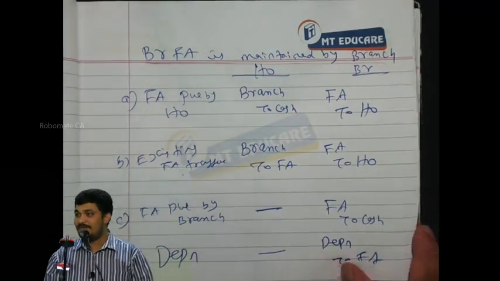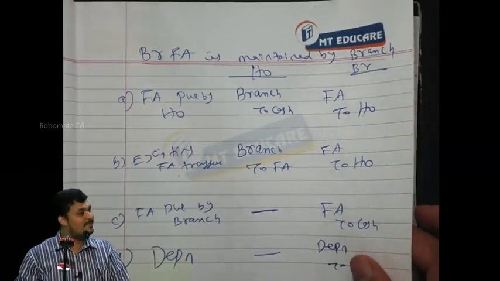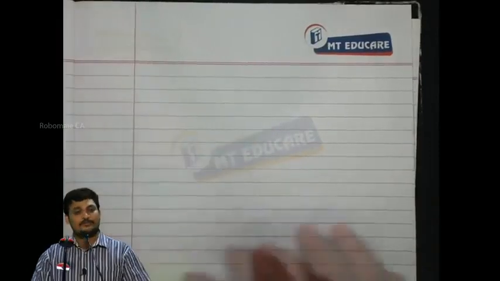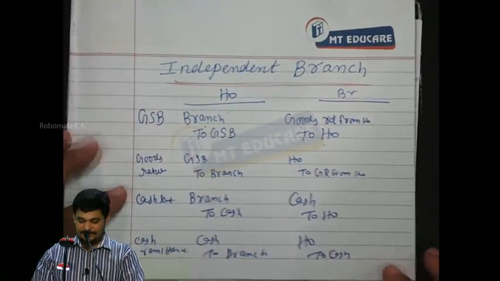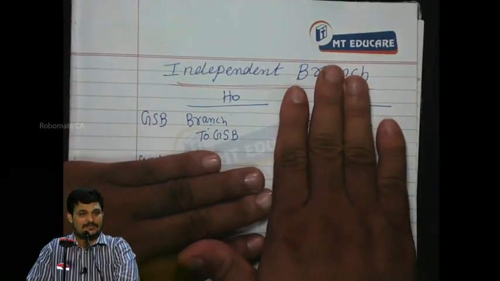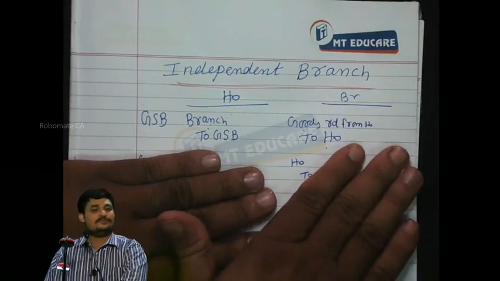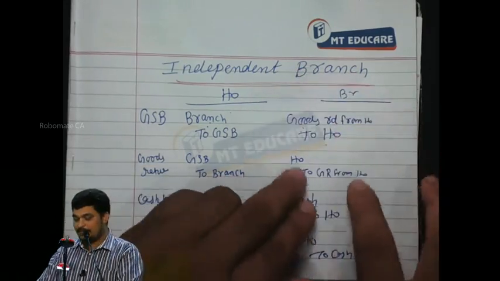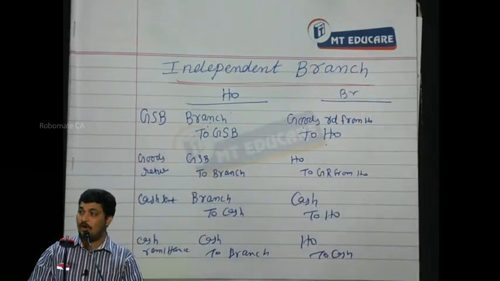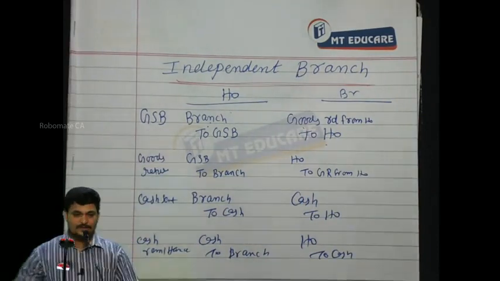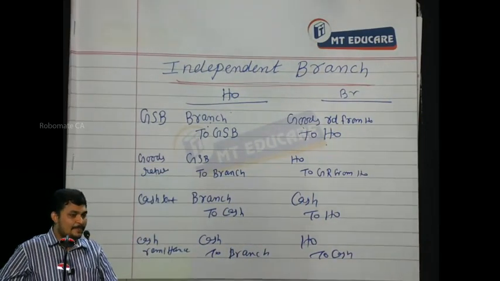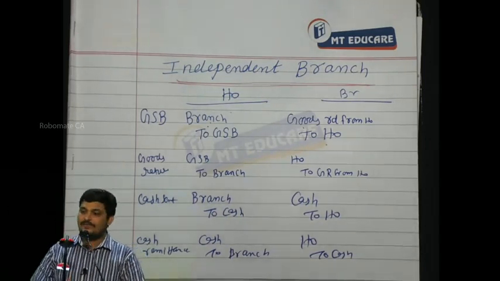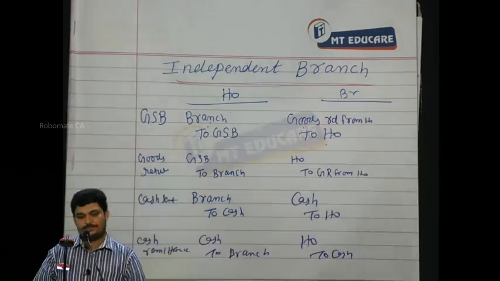Understood? Like that we were discussing various accounting entries. You should have noticed one thing: out of all these entries, whenever head office debits branch, branch will credit head office. Whenever head office credits branch, branch will debit head office. For all the entries you can see that. So the balance shown in the branch account and the balance shown in the head office account should represent the same.